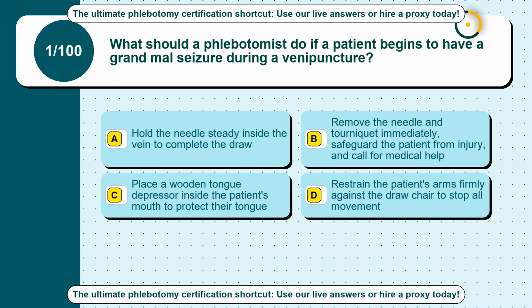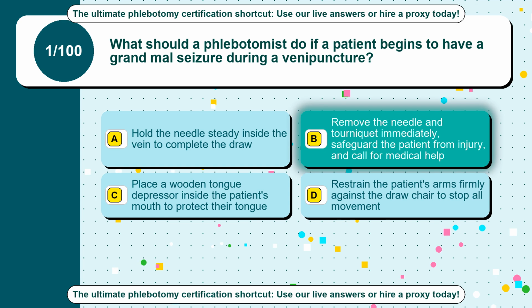Option C. Place a wooden tongue depressor inside the patient's mouth to protect their tongue. Option D. Restrain the patient's arms firmly against the drawer chair to stop all movement. The correct answer is option B. Remove the needle and tourniquet immediately, safeguard the patient from injury, and call for medical help.